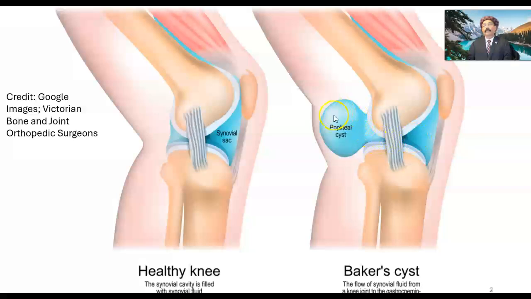It may protrude posteriorly, or it may communicate with the bursa between the medial head of the gastrocnemius and the semimembranosus. There is a bursa there, so there may be communication between the knee joint capsular fluid and the bursa between the gastrocnemius medial head and the semimembranosus tendon.